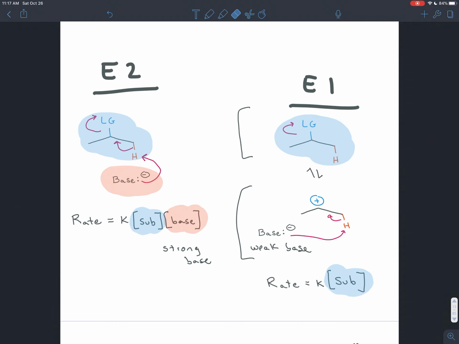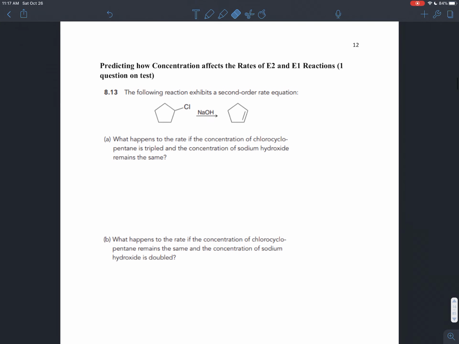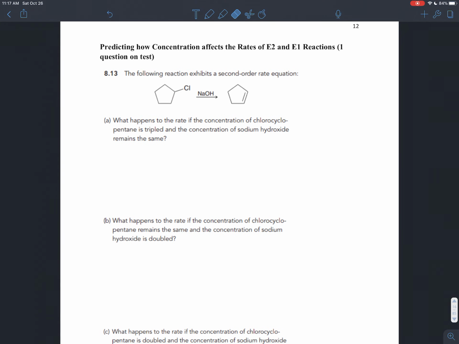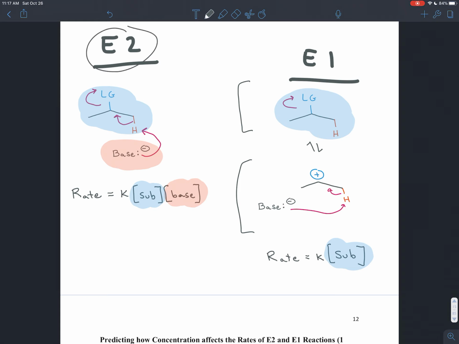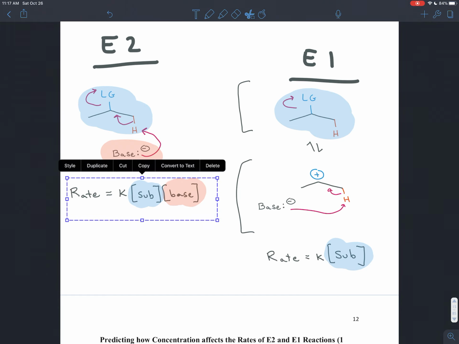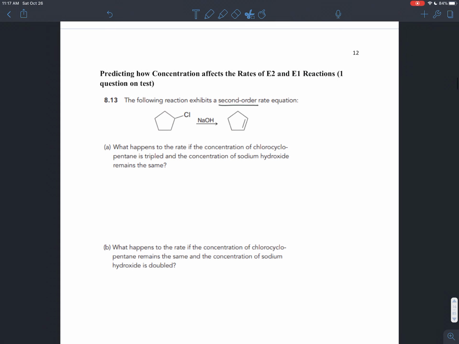Okay, well, let's use these rate laws now. In exercise 8.13, it gives you a reaction, and they give you a crucial piece of information here. They say that it's second order. It's second order, that means it's E2. The 2 there is referring to the fact that it's second order. The rate depends on two things, the substrate and the base. So the rate law that we're going to be using is going to be the E2 rate law in each of these questions.